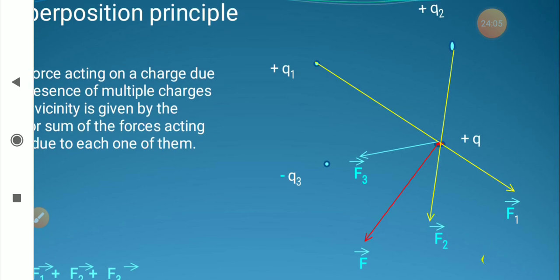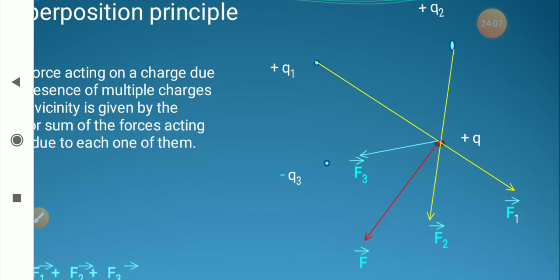You can see that this charge Q is placed near charges Q1, Q2 and Q3. So the force on this charge Q due to charge Q1 is along this F1. Both the charges are positive, so Q will be repelled and the force will be along the line joining the two charges.